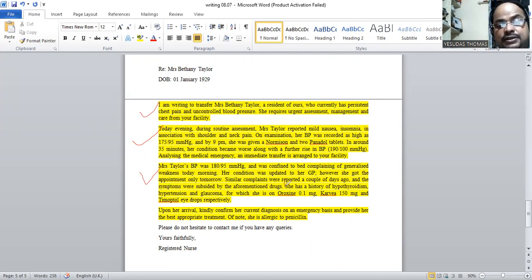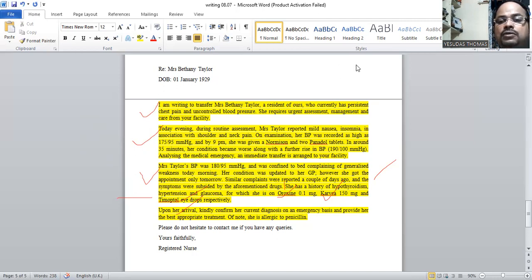Now, the remote history: hypothyroidism, hypertension, and glaucoma, for which she is taking these medications respectively. So we have written the present, the urgent history, in the first paragraph. Today morning, what happened — whether we reported to her GP or not. Yes, we have reported, but she got the appointment tomorrow. Now she had similar complaints a couple of days ago: indigestion, chest pain, shoulder pain, and the same drugs were given.